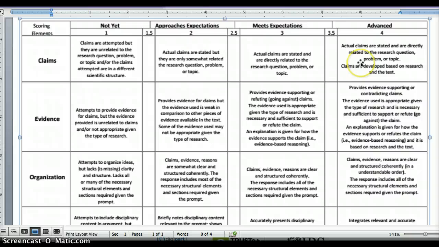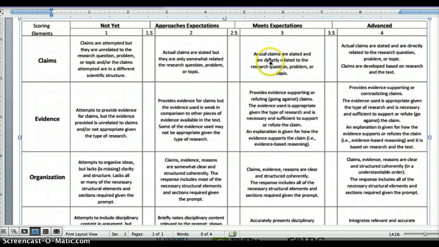Claims. A 4 on the claims, as we can see here, says actual claims are stated and are directly related to the research question, problem, or topic. Claims are developed based on research and the text. So a strong claim is like your thesis. For example, in the nuclear energy essay: nuclear power is the next main source of energy in the United States because it minimizes the impacts on the environment and comes at a much cheaper cost. That is a strong claim. It's directly related to the question and it's based on research and the text.